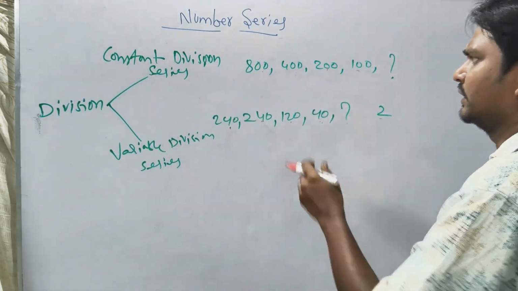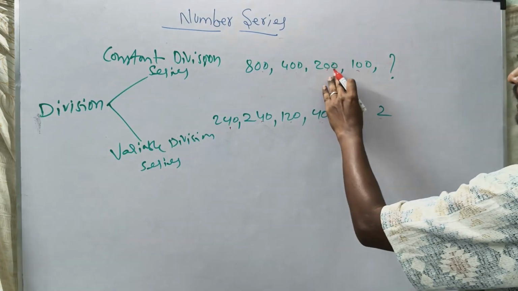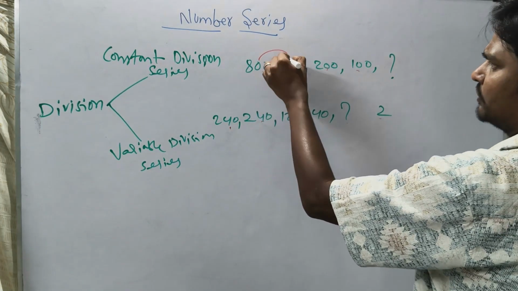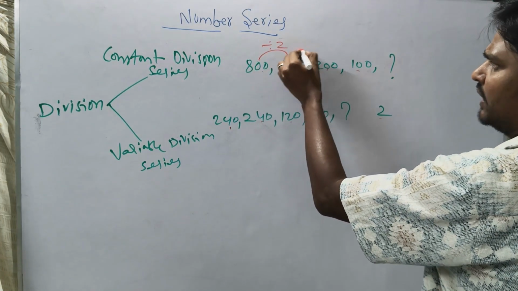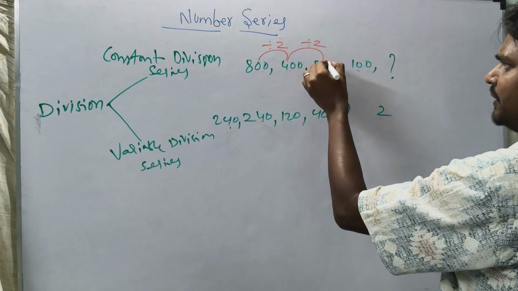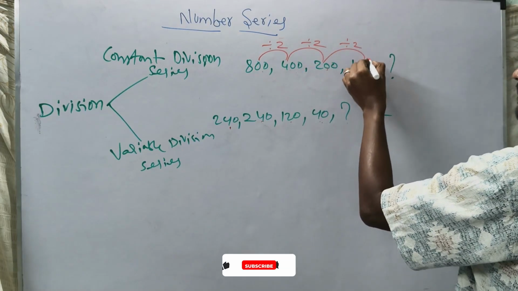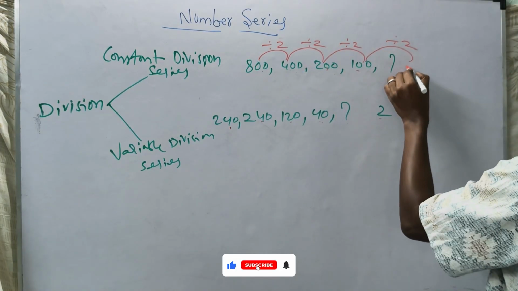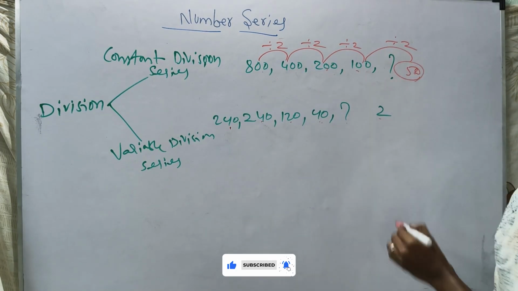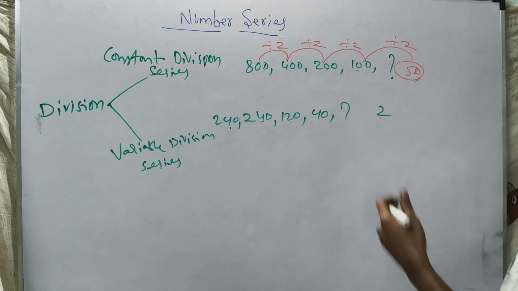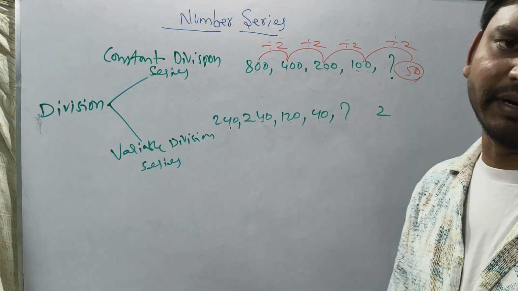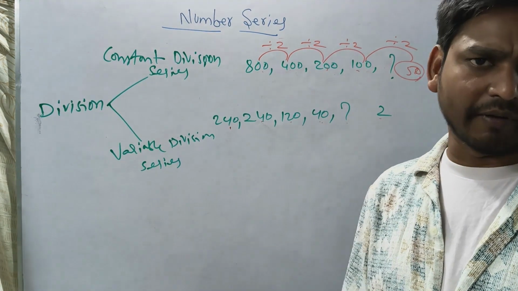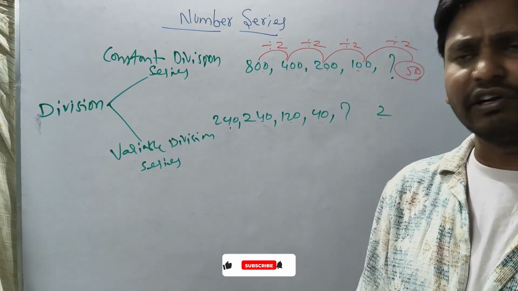See example here, 800, 400, 200, like that. First term to second term divided by 2, second term to third term divided by 2, third term to fourth term divided by 2. Next would also be divided by 2. Then you will get 50. Here it is constant, every time you are dividing with a constant number, divided by 2 or divided by 5 or divided by 100, whatever it may be.